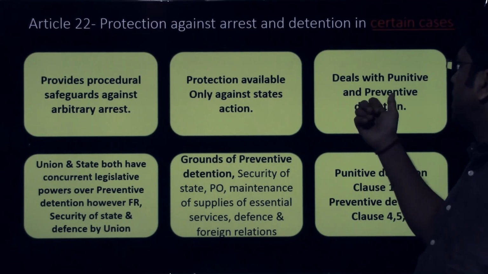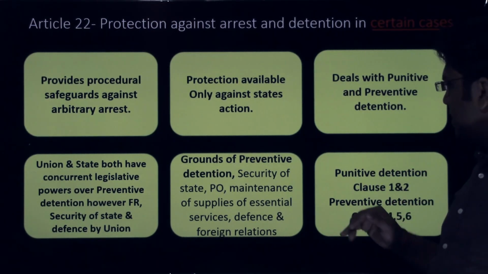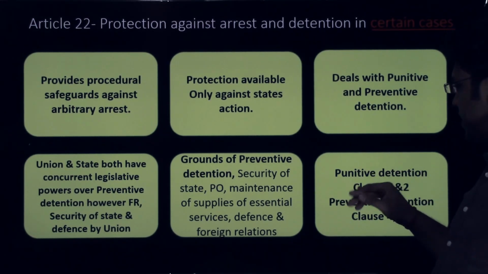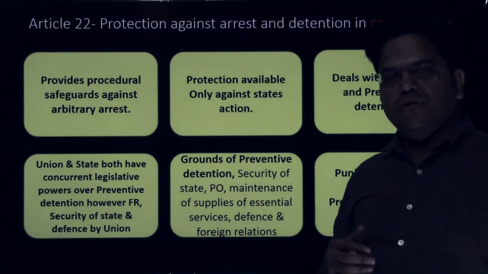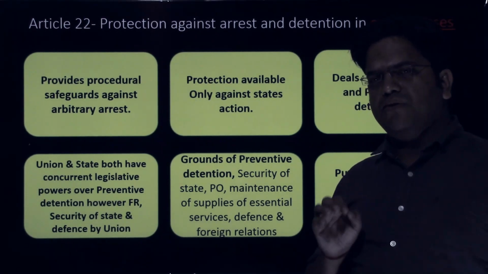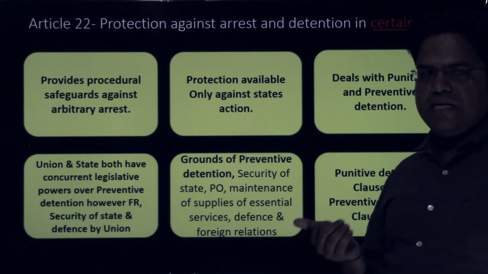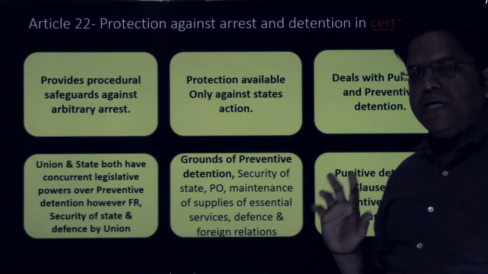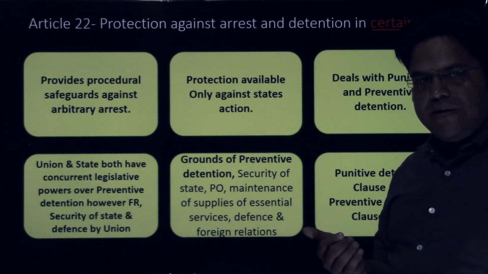Next information deals with punitive and preventive detention both, right? We already have dealt with it. Punitive detention, clause 1 and 2, we already have seen. Preventive detention, 4, 5, 6. Then what could be the grounds of preventive detention? Preventive detention can be on grounds of security of state, public order, maintenance of essential supplies and services, and then foreign relations. So on these accounts Parliament can come up with laws providing for preventive detention.